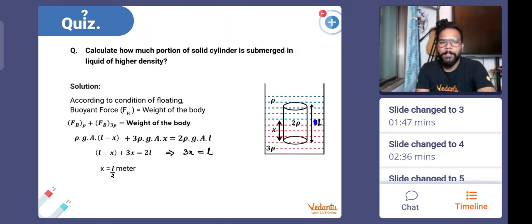So all of these things will be put together now. So rho into L minus X into A into G, 3 rho into A into X into G, and 2 rho into A into G into L. Things which will get cancelled, we'll simply cancel them out. So rho G A is a factor which is throughout getting cancelled. Okay, everyone. So you'll be left with L minus X, you'll be left with 3X, you'll be left with 2L. So L comes to the right hand side, becomes 2L minus L, that is L. And 3X minus X will be 2X, and that is why the answer comes out to be L by 2. Okay, everyone is clear?